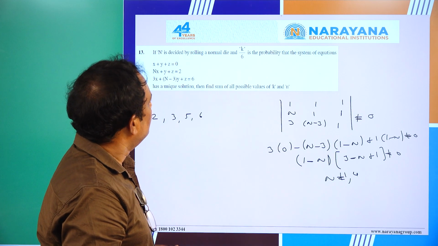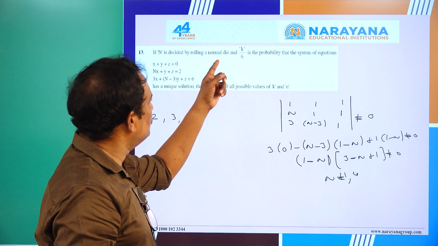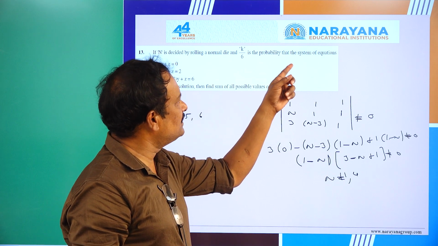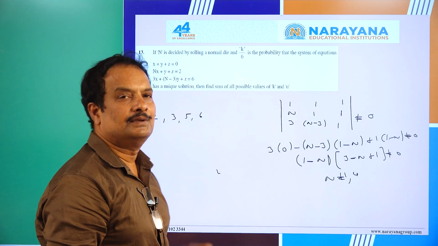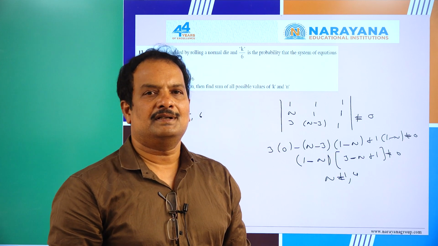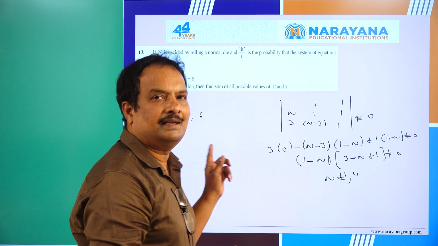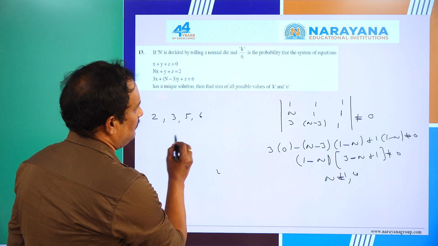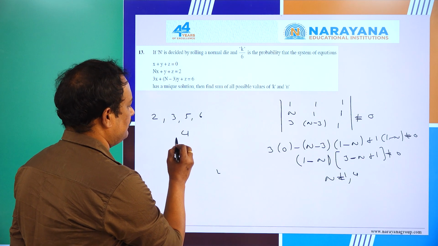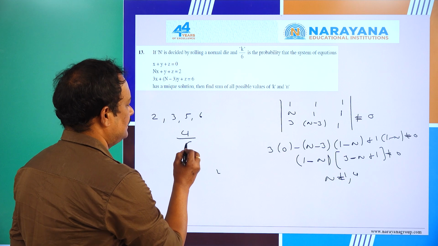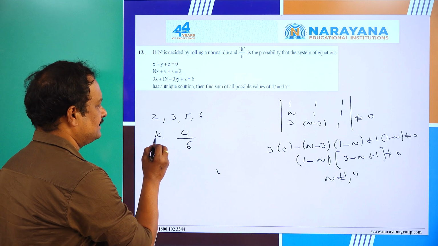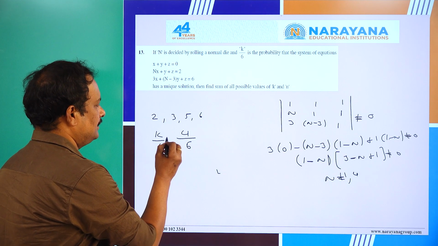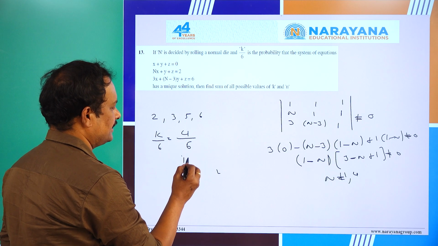Next, he is saying that n is decided by rolling a normal die, and k by 6 is the probability that the system of equations has a unique solution. Then what is the probability of having a unique solution? N cannot take 1 and 4, so the probability is 4 favorable cases out of the total 6. But it was given as k by 6. That's why very clearly you can say that k is equal to 4 there.